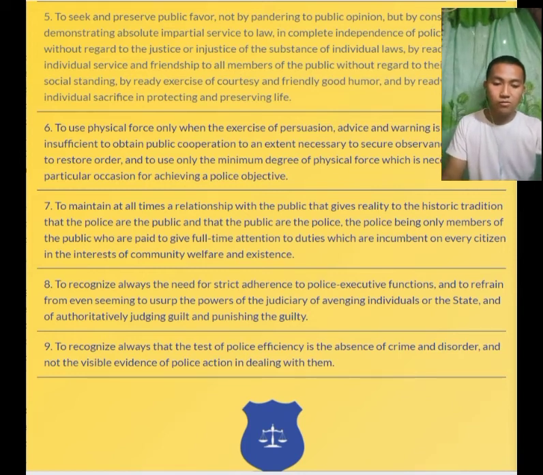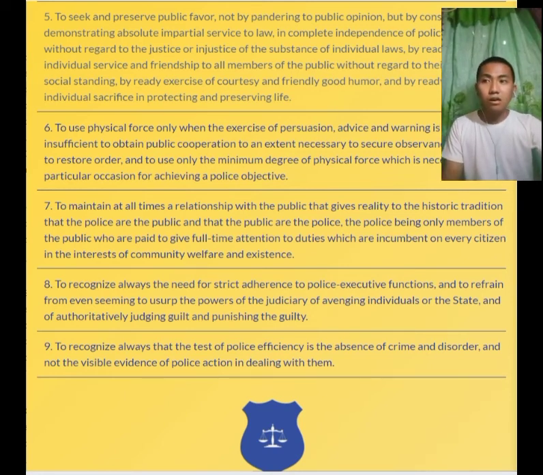So number 9, we have here to recognize always that the test of police efficiency is the absence of crime and disorder and not the visible evidence of police action in dealing with them. So in the modern world, it says here that the effectiveness of the police will be based on the absence of criminalities in a certain area. If there are no criminal activities in a certain area, it means the police are effectively doing their police objective.